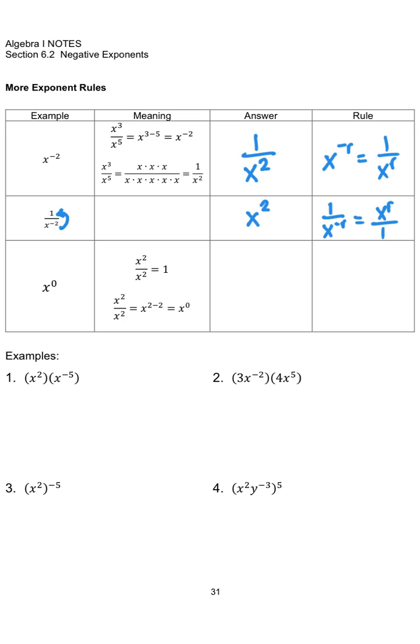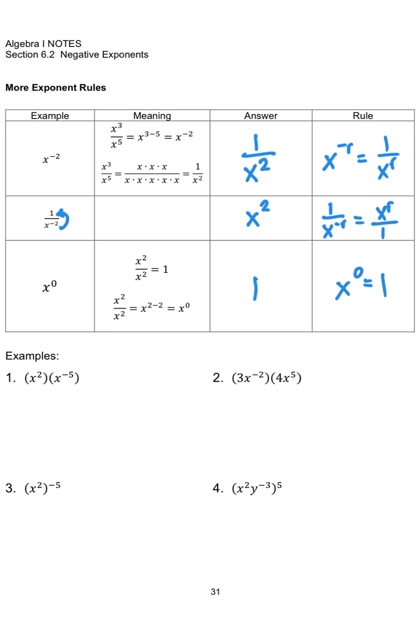Now x to the 0: whenever you have anything with an exponent of 0, that will equal 1. So we have x to the 0 equals 1, no matter what is in the parentheses, if there's an exponent of 0, it will be 1.